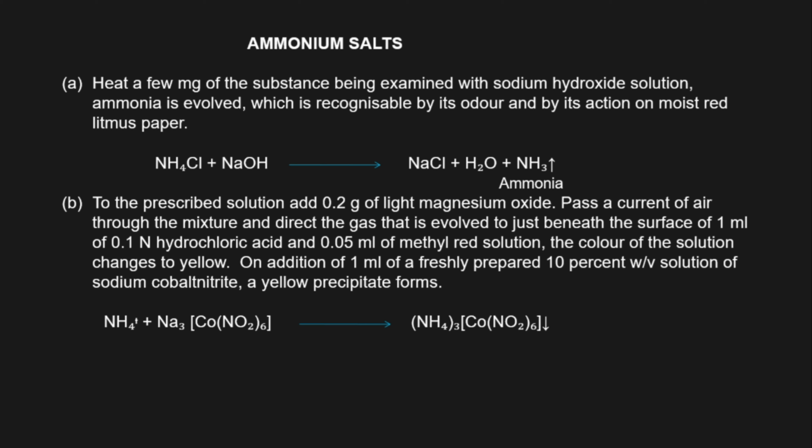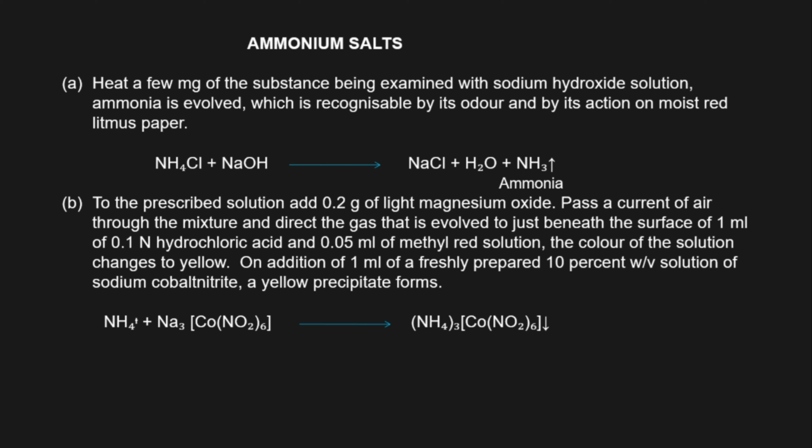The second method of identification of ammonium is as follows. To the prescribed solution, add 0.2 gram of light magnesium oxide, pass a current of air through the mixture, and direct the gas that is evolved to just beneath the surface of 1 ml of 0.1 normal hydrochloric acid and 0.05 ml of methyl red solution. The color of the solution changes to yellow.